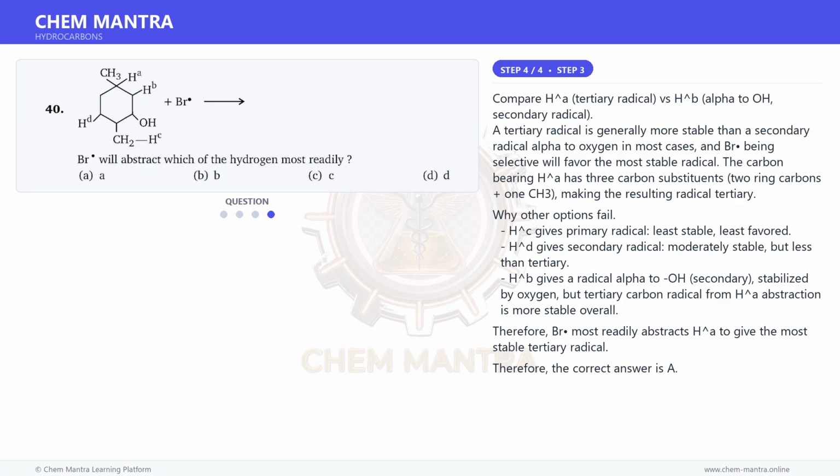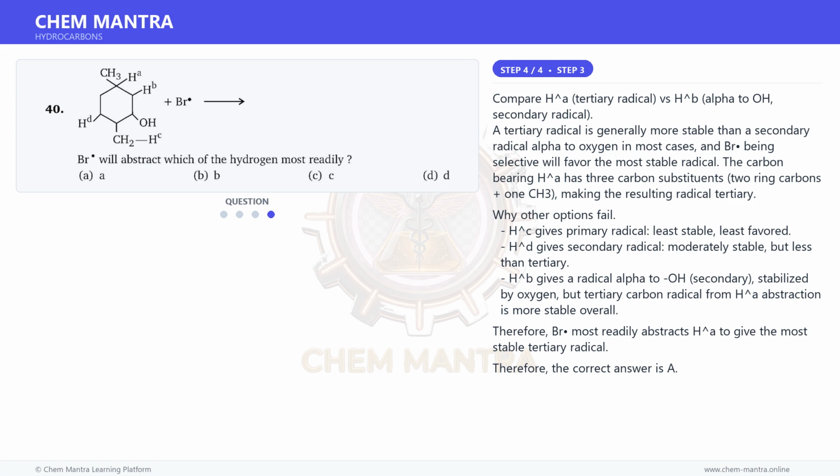The carbon bearing HA has 3 carbon substituents, 2 ring carbons plus 1 CH3, making the resulting radical tertiary. Why other options fail? HC gives primary radical, least stable, least favored. HD gives secondary radical, moderately stable, but less than tertiary.